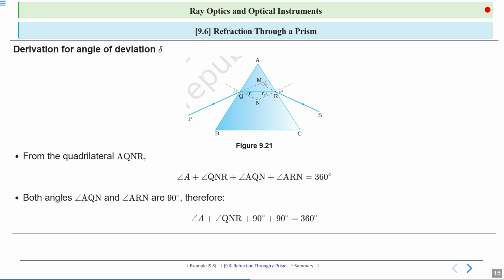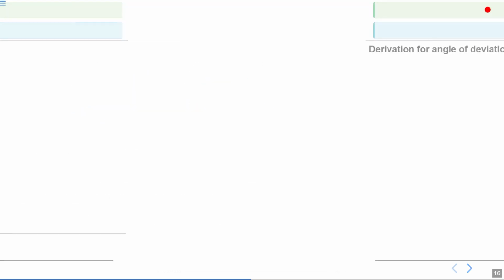Okay, what is happening here? So we are taking quadrilateral AQNR. In that quadrilateral, angle AQN, so this is the normal on the surface. That's why angle AQN will be 90 degrees. Similarly, angle ARN will be 90 degrees. So those two angles will be 90 degrees, and QNR is unknown, and angle A is the angle of prism. So the equation simplifies to angle A plus angle QNR plus 90 degrees plus 90 degrees equal to 360 degrees.